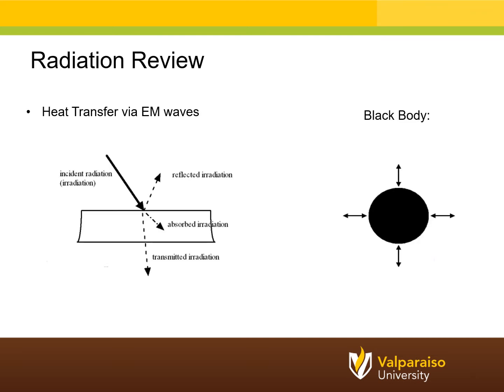A little review on radiation. Heat transfer through radiation takes place in the form of electromagnetic waves. These waves can do one of three things when they hit the surface of a body. They can either be absorbed, reflected, or transmitted. Radiation emitted by a body is due to thermal agitation of its molecules.